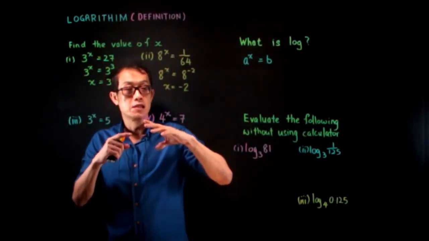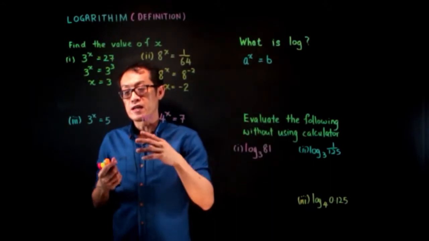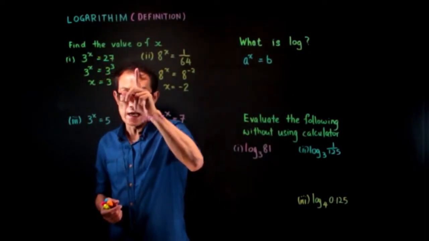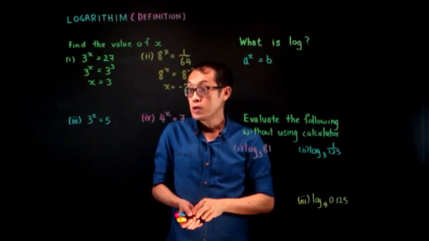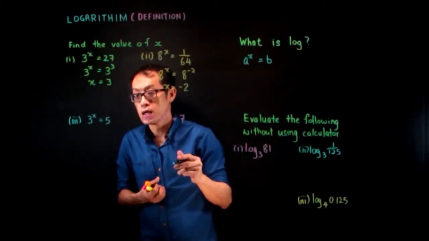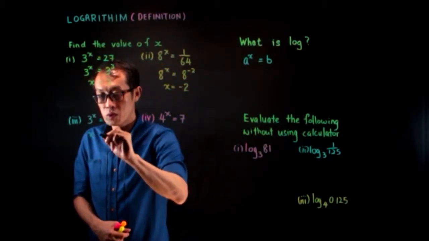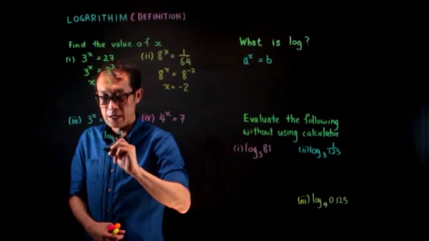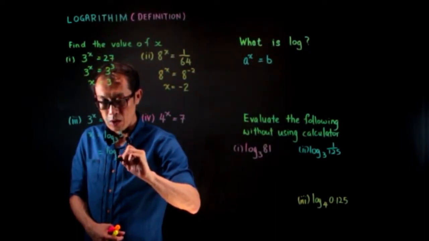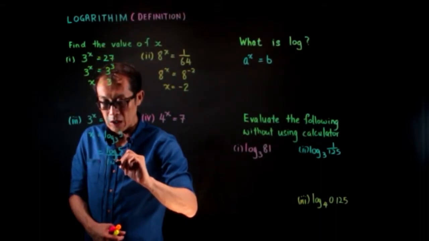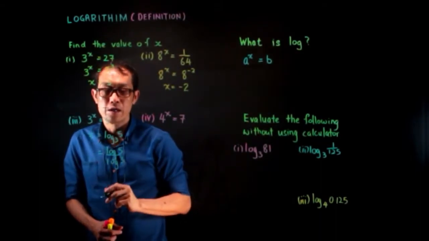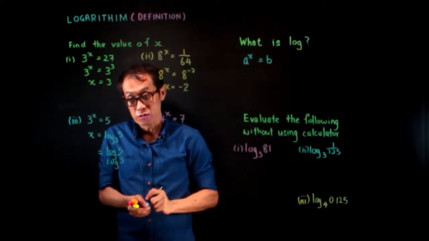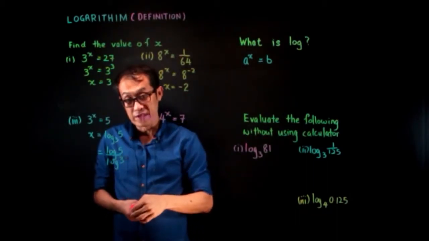Log is defined to help us to find the value of x when it is at the power. So if you use log, what will this be? x will be equal to log 5 to the base 3, and this will be log 5 over log 3. Not to worry about this, later I will come to its definition. Now just get used to these two sums first.